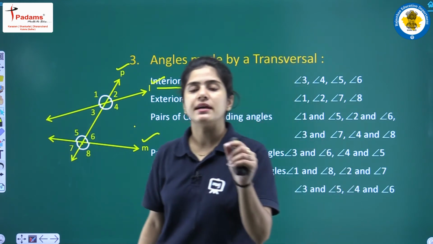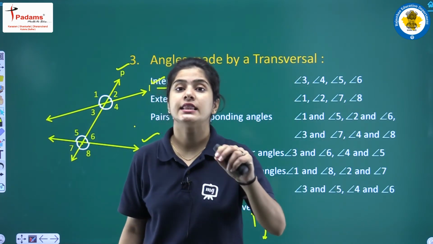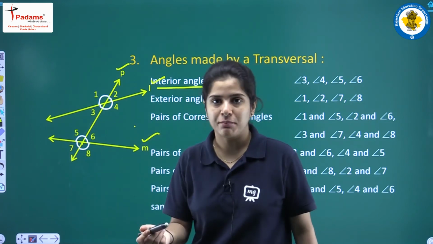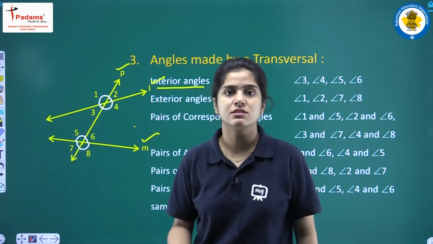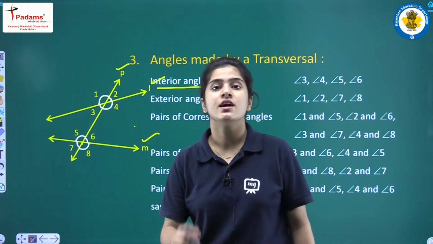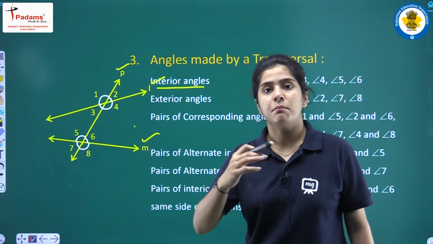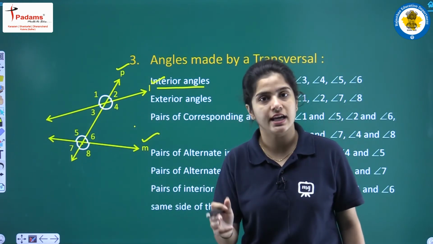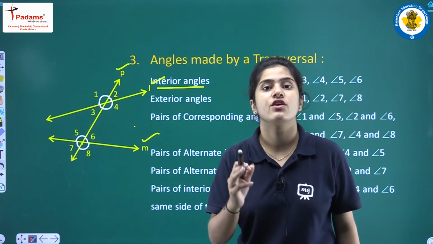मतलब इंटीरियर पॉइंट्स का क्या होता है, अंदर के पॉइंट्स. तो इन दोनों लाइंस के जो अंदर वाले एंगल्स बनेंगे, उनको हम क्या बोलेंगे, इंटीरियर एंगल्स. All right students, so the angles in between these two lines that the transversal is cutting are called interior angles.